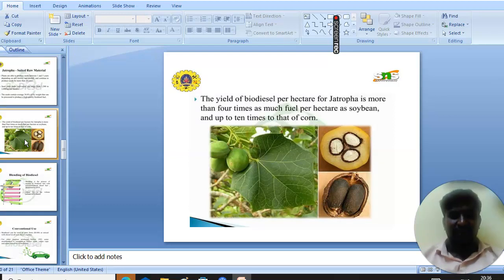The yield of biodiesel per hectare for jatropha is more than 4 times as much fuel per hectare as soybean and up to 10 times that of corn.